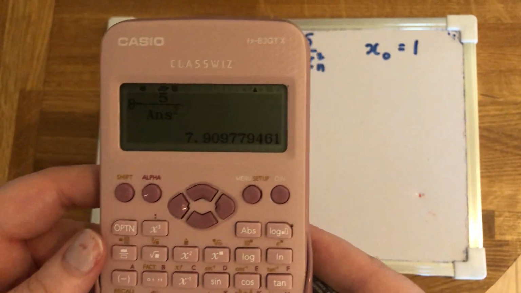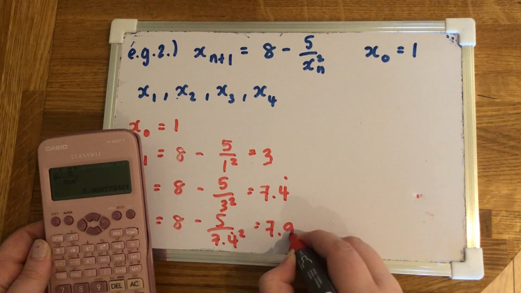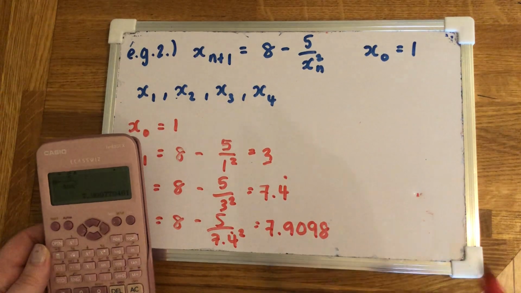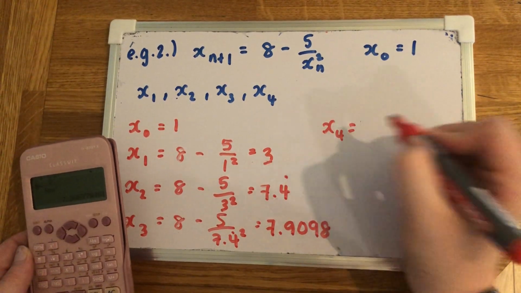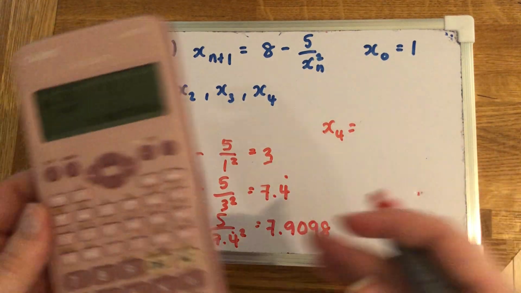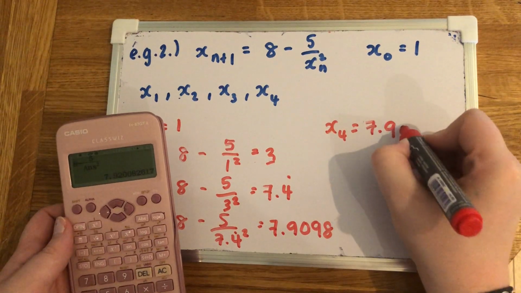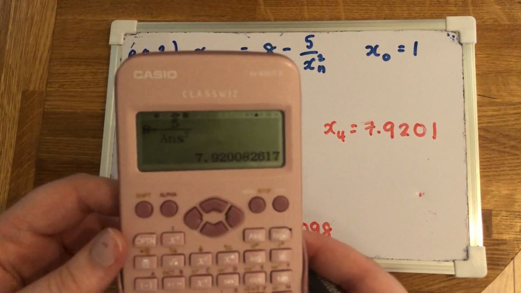So 7.90, so if we do it to 4 decimal places, 7.9098. And the last one, x4. Again, just click equals and it'll give me the answer straight away. 7.9201. Okay, and that's all you need to do.